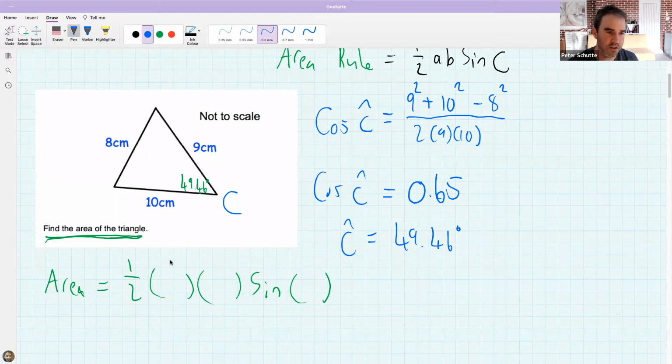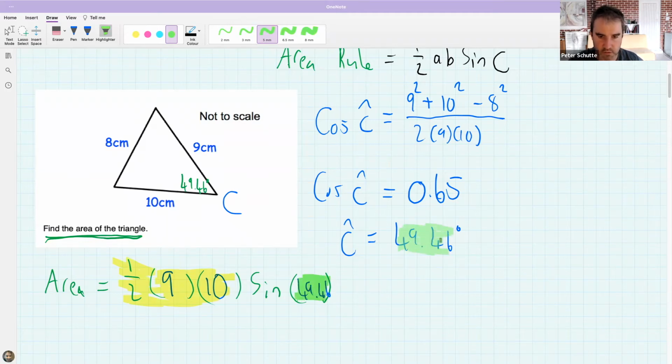When using the area rule, that's going to be 9, this is going to be 10, and this is going to be 49.46. Mr. S? Yeah. There's a question from Amy Claire: does it matter what order the numbers are in? Okay. It doesn't matter about the 9 and the 10. There's always a half. It is important that the angle is the angle, so it is important that this over here was the angle we found here. But for the front part, because multiplication order doesn't matter, it doesn't matter.